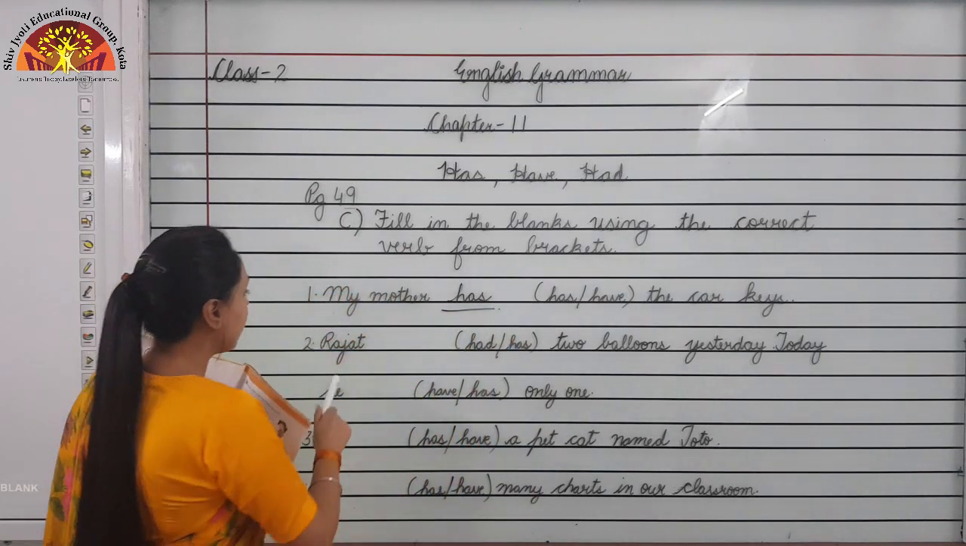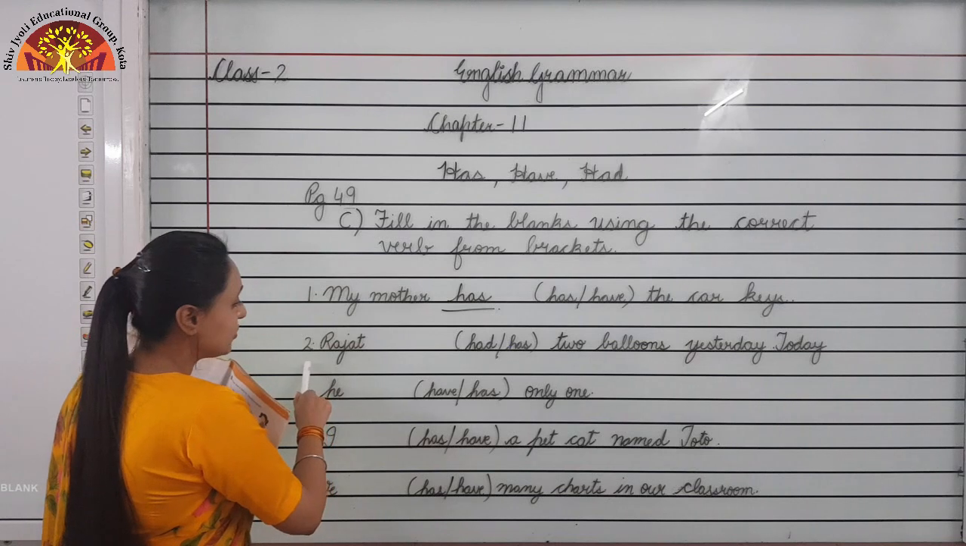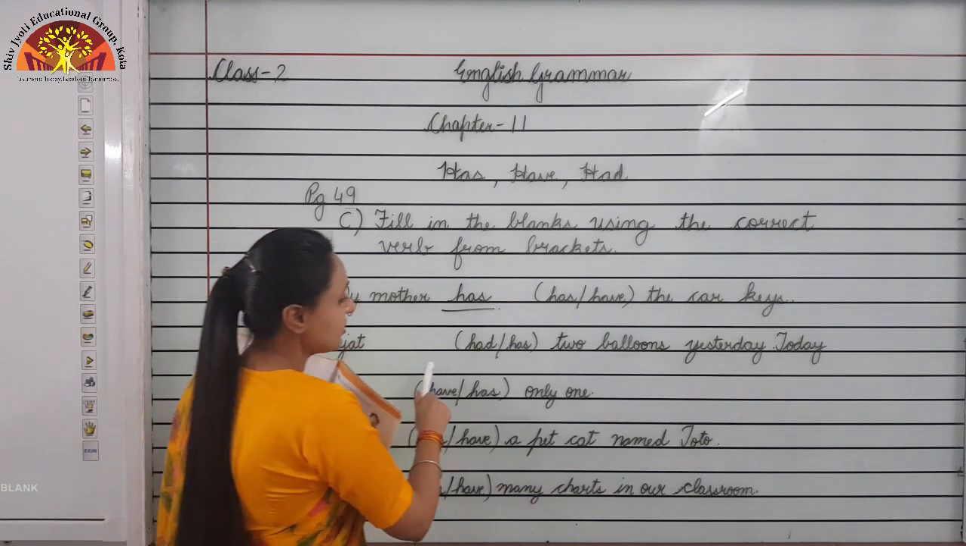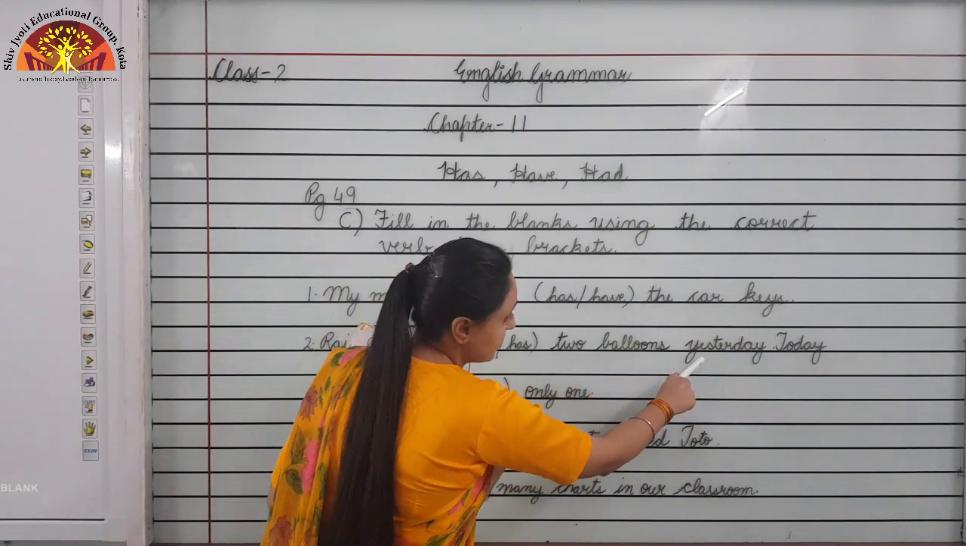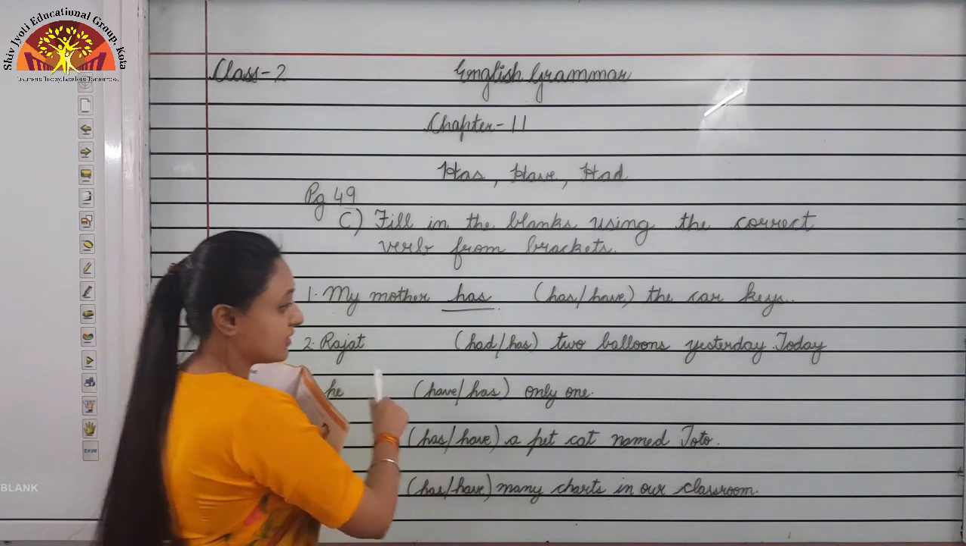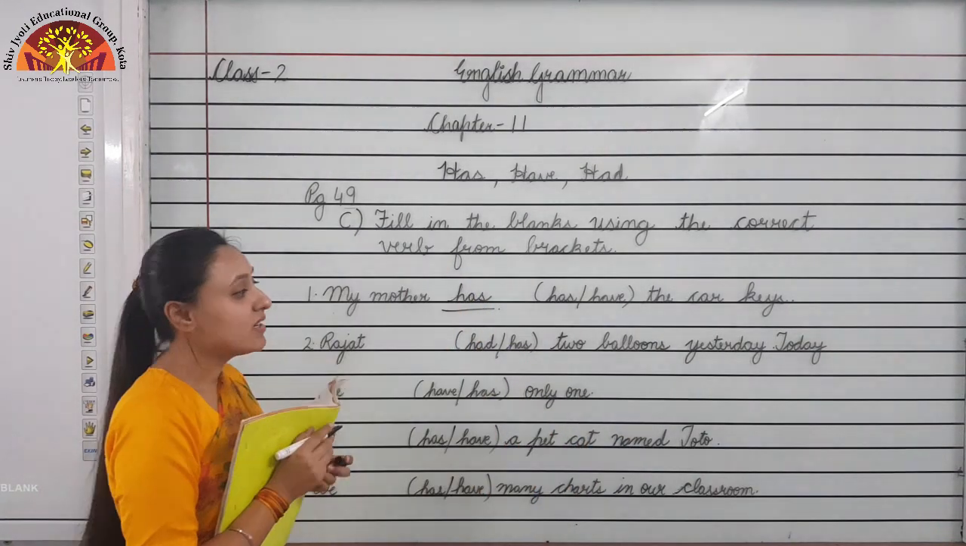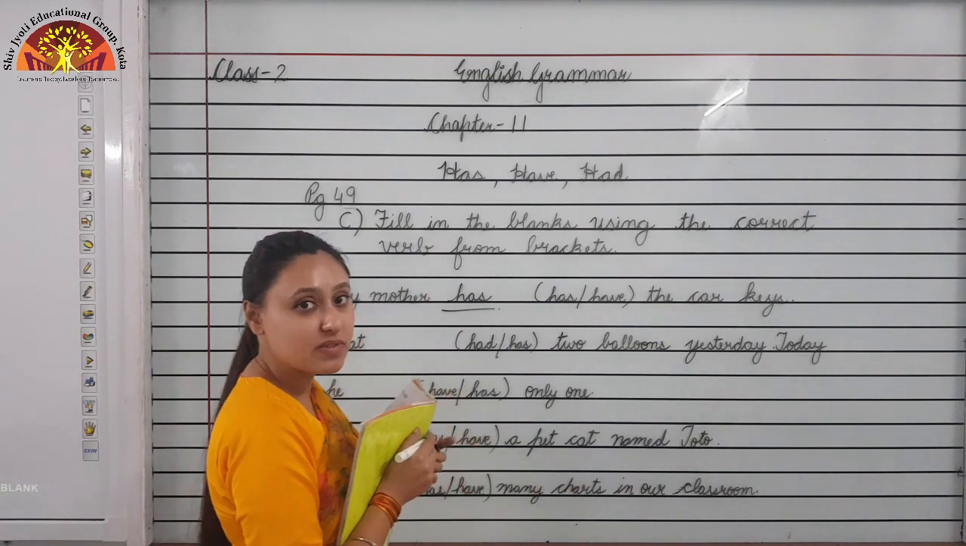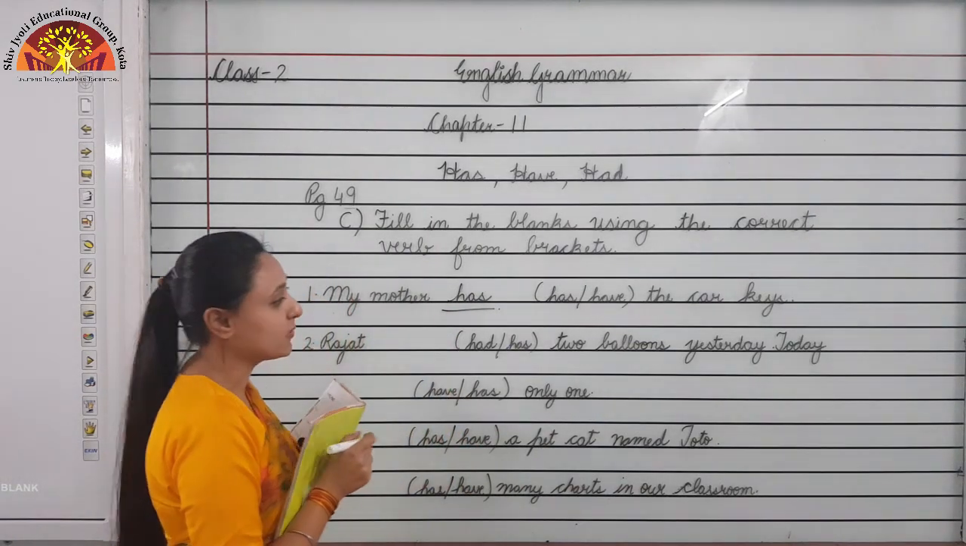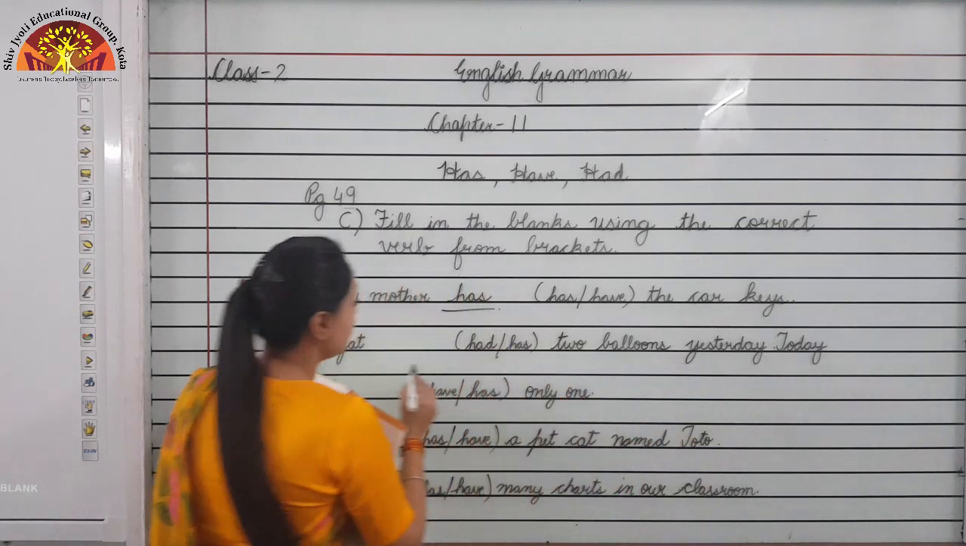Okay. Now number 2, Rajat dash 2 balloons yesterday. So our first thought is about past tense because we are using the word yesterday. Yesterday is the word used for the previous day or the day before today. Okay. So what will we use here?